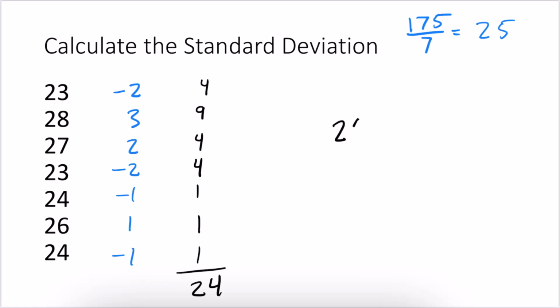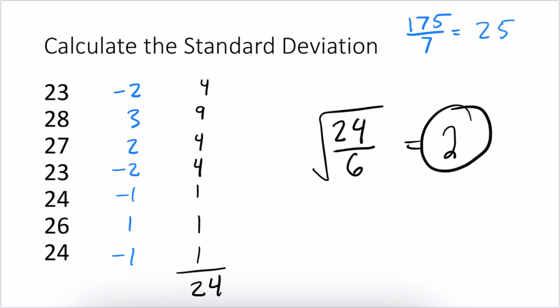And I'm going to do 24 divided by 6 because I had 7 data points. And when you're calculating the standard deviation, you divide by 1 less than the number of data points. And so that gives you the number 6. And then we're going to square root that. So 24 divided by 6 is 4. And if I do the square root of 4, that equals 2. And so the standard deviation for this data set would be 2.